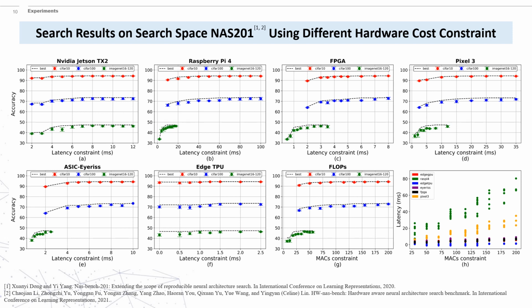We first performed the architecture search on the search space called NAS201 using different hardware cost constraints. The search space constitutes finding the best set of operations between different nodes for the classification task.